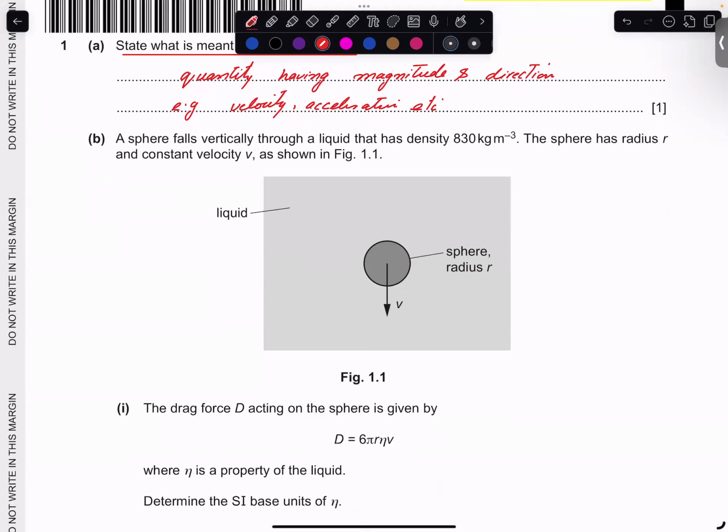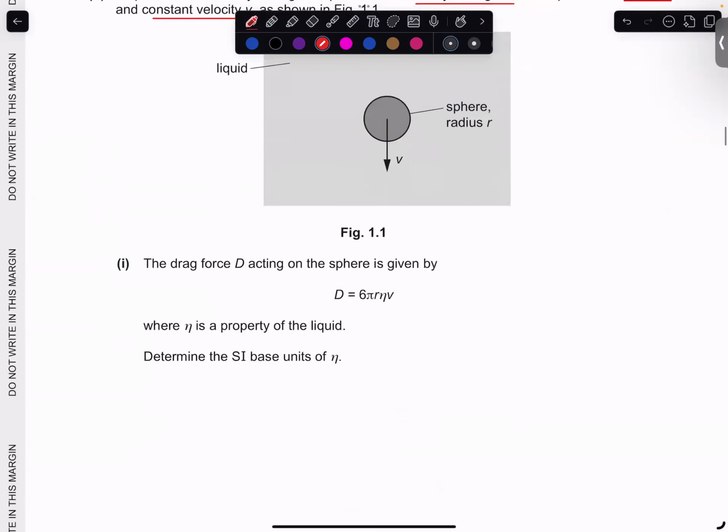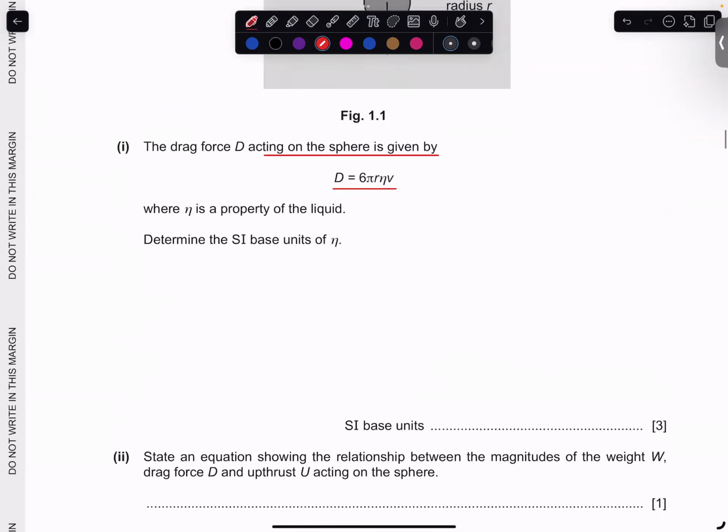B part. A sphere falls vertically through a liquid that has a density 830 kilogram per meter cube. The sphere has a radius r and constant velocity v, as shown in figure 1.1. The drag acting on the sphere is given by the formula 6 pi eta r v, where eta is the property of the liquid. Determine the SI base unit of eta.